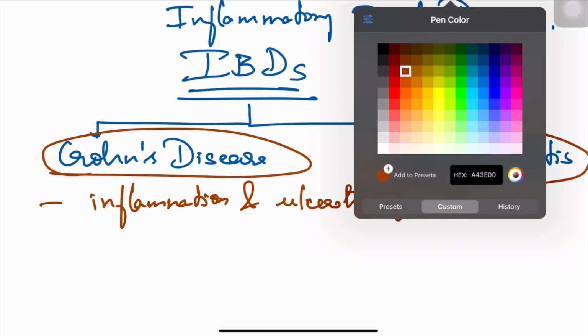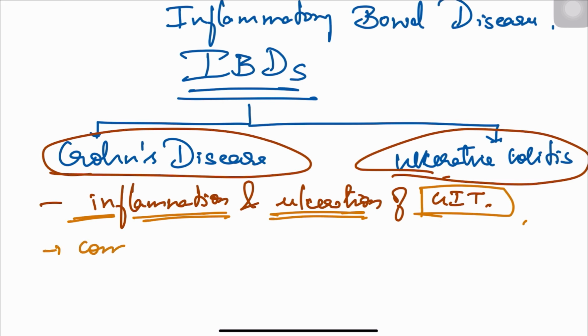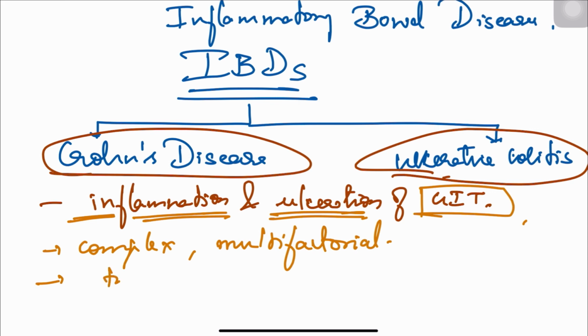Now, coming to the etiology, what can be the causes leading to inflammatory bowel diseases? The causes which cause inflammation and ulceration of the GIT are actually complex. Mostly it is genetic, so complex or multifactorial. Most likely, it is established that there is a sustained response of the immune system to enteric flora.